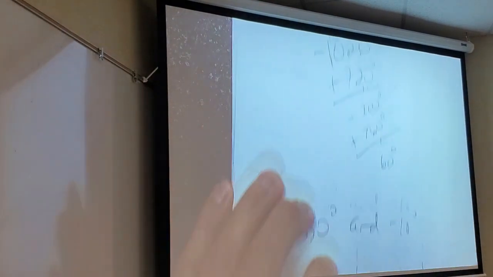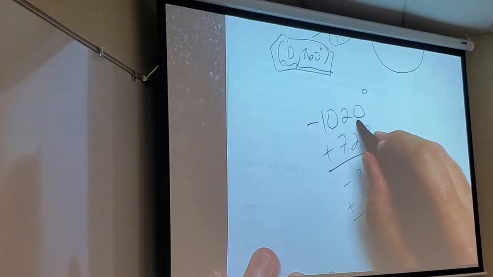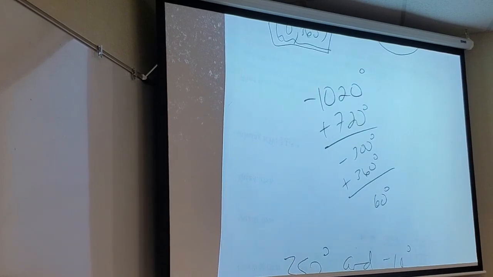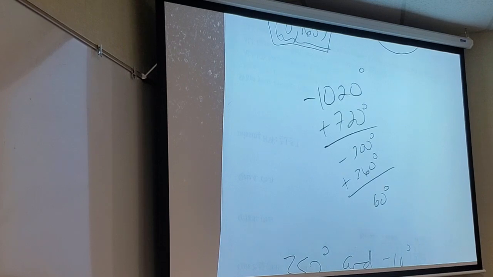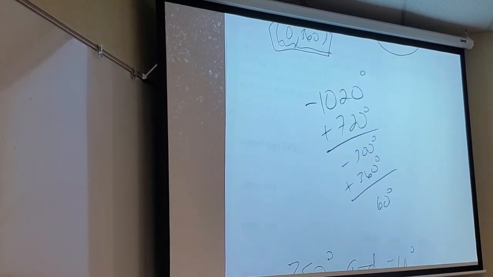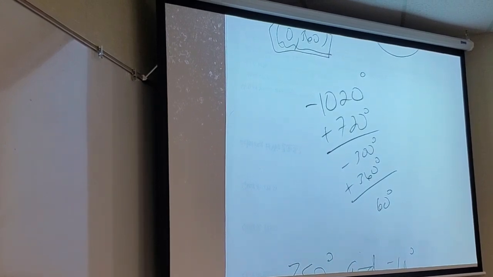So what's coterminal with negative 1,020 degrees? 60. Those are coterminal because they end up with somebody facing the same way. Does that make sense? So how do I find coterminal angles? That involves adding or subtracting a certain number of 360s, right? Take some revolutions out.